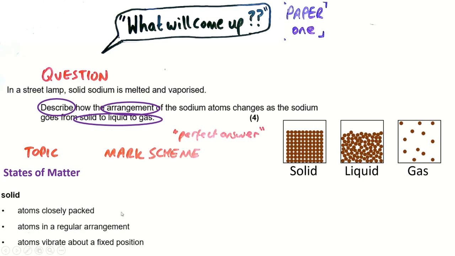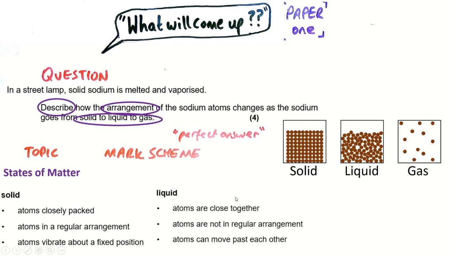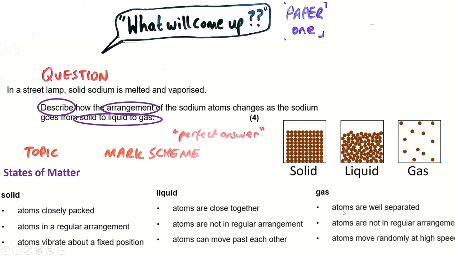In a liquid, just to compare, same three bullet points, but slightly different because it's a liquid. They are close together, so maybe you could say not as close as a solid. There's no regular pattern, no regular arrangement, and they can move past each other. And lastly, for a gas, atoms are very well separated or not close together at all, or have high separation. They're not in a regular arrangement and they move randomly at generally high speeds. And that's basically it. That's all you need to say for that question.